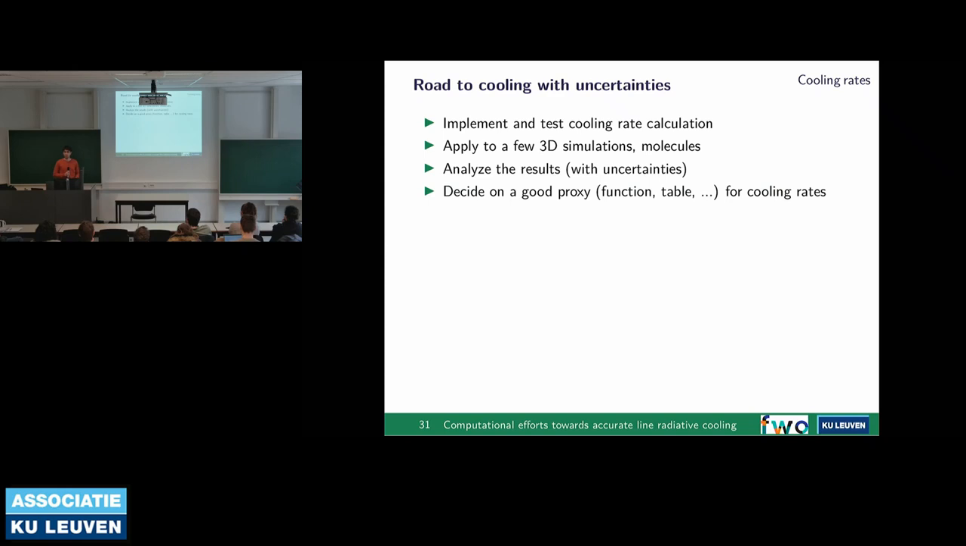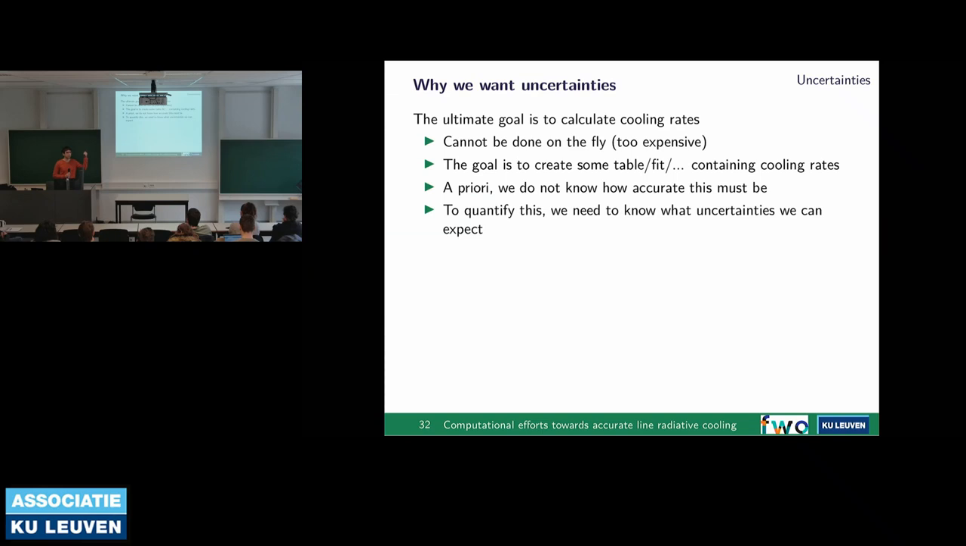So why do I want uncertainties? Well, as I said, I want to compute cooling rates, which cannot be done on the fly. So my goal is to create some table fits or something else, maybe even a neural network, to calculate the cooling rates. But I do not know how accurate it must be. If I am off by 10% on the cooling rates, is it bad? Is it good? I don't actually know. So to quantify this, we need to know what uncertainties we can expect. Depending on the uncertainty of the input we put in our model, we get some uncertainty on the output of our model. Yep.